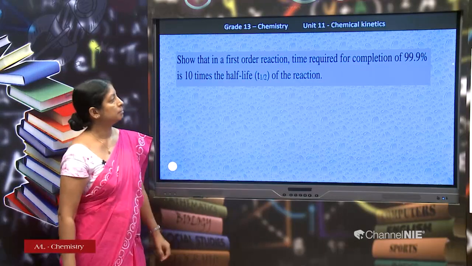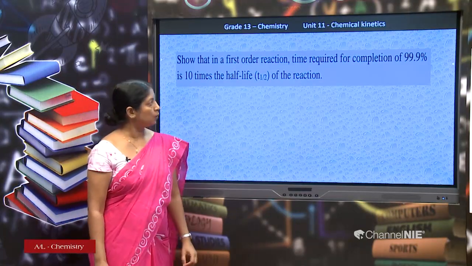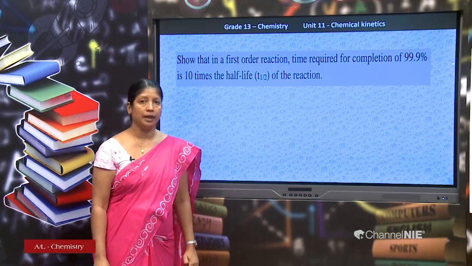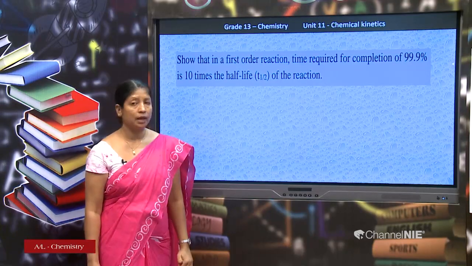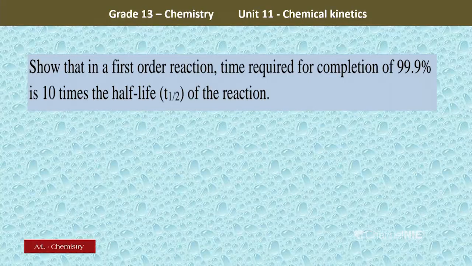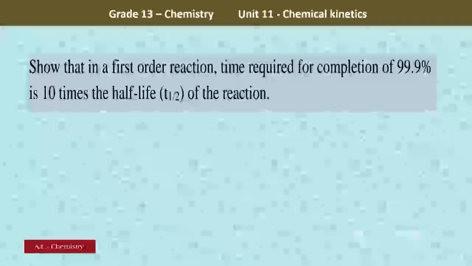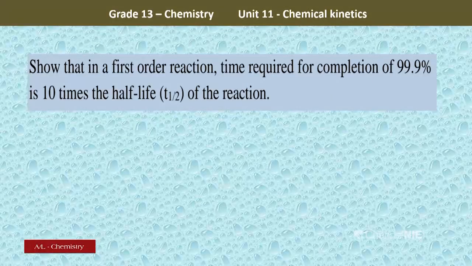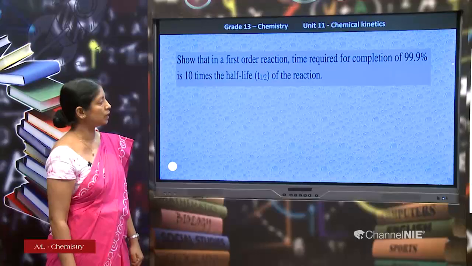Then here we are asked to show that to complete the reaction by 99.9%. Whenever you want to complete a first order reaction by 99.9%, the time required is 10 times the half life. Let us see how we do this calculation.